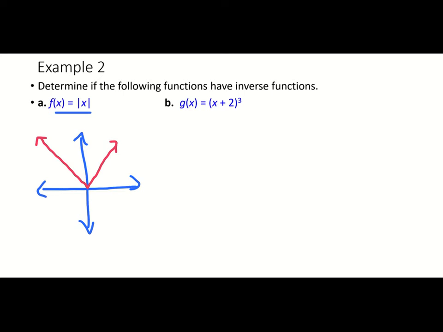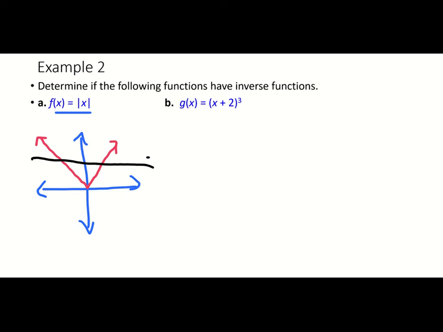So if I draw a horizontal line so you can see it, notice it's touching more than one part of the graph at one time. So there is no inverse function for the function f of x equals the absolute value of x. You may be able to find an inverse to the equation or the relation, but it is not a function because it does not pass the horizontal line test.